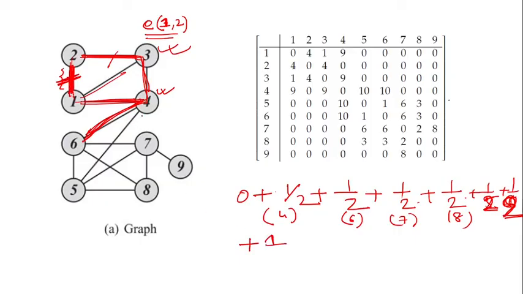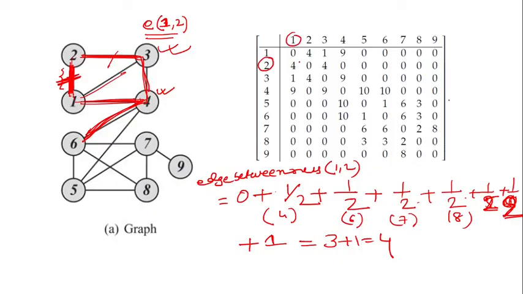So that means for vertex 4, vertex 1, the pair of vertices 1 and 2, that means edge 1 2, the edge betweenness of 1 2 is nothing but this, which is coming across 3 plus 1 4. So you can see that for 1 and 2, the edge betweenness is 4.